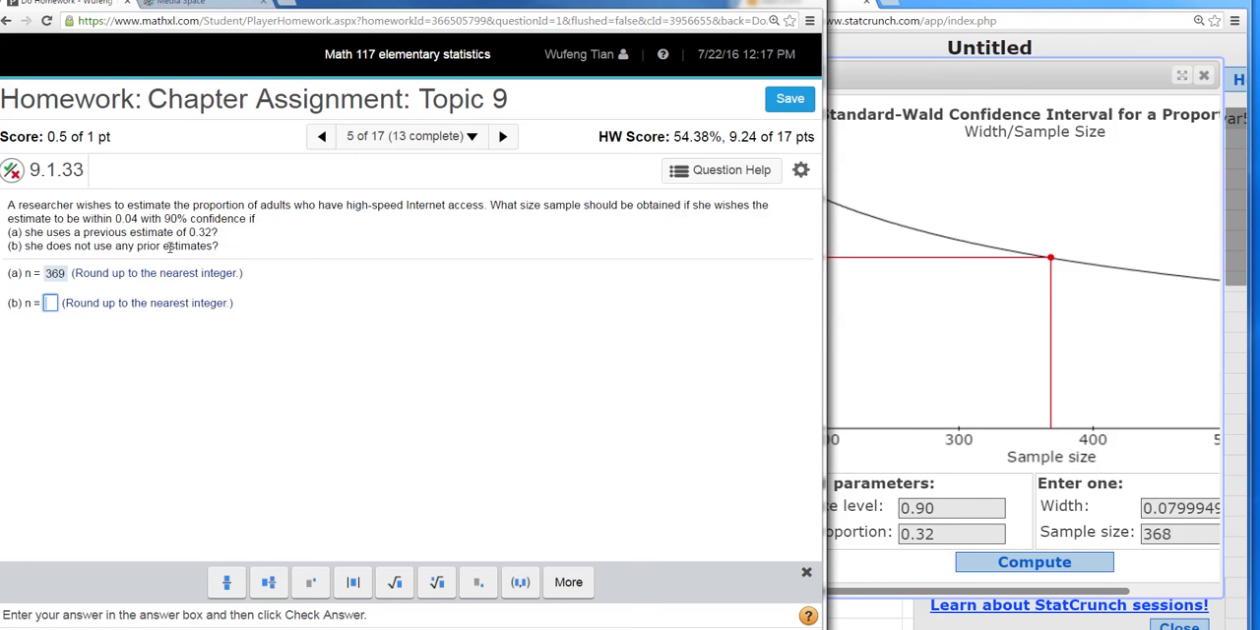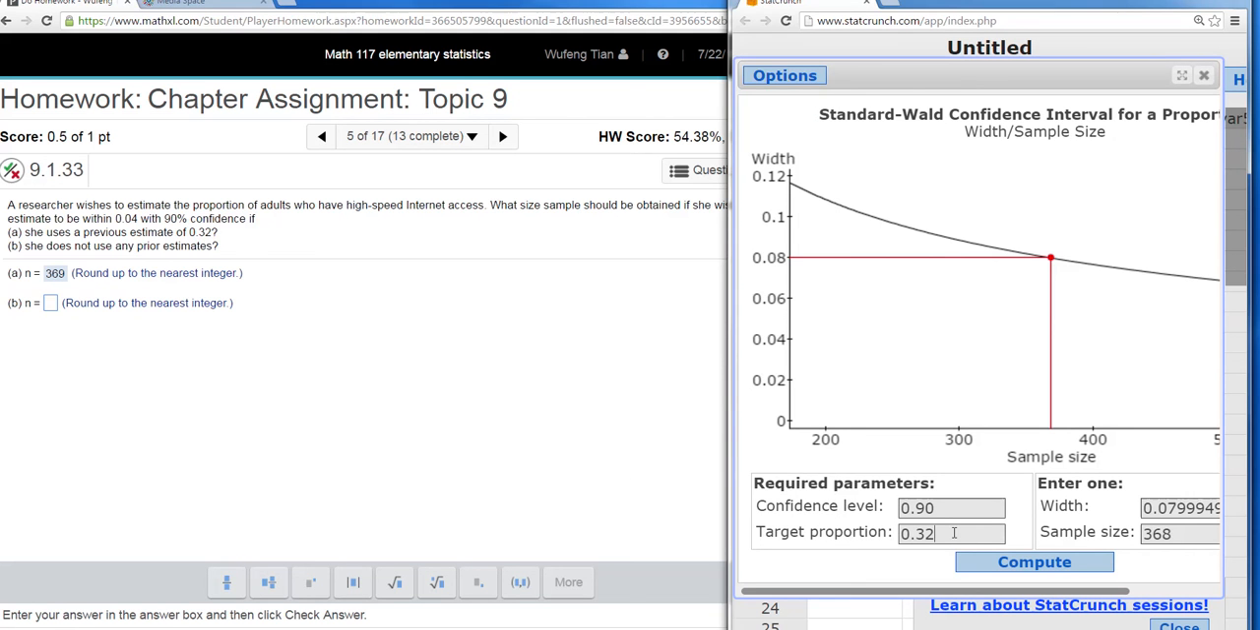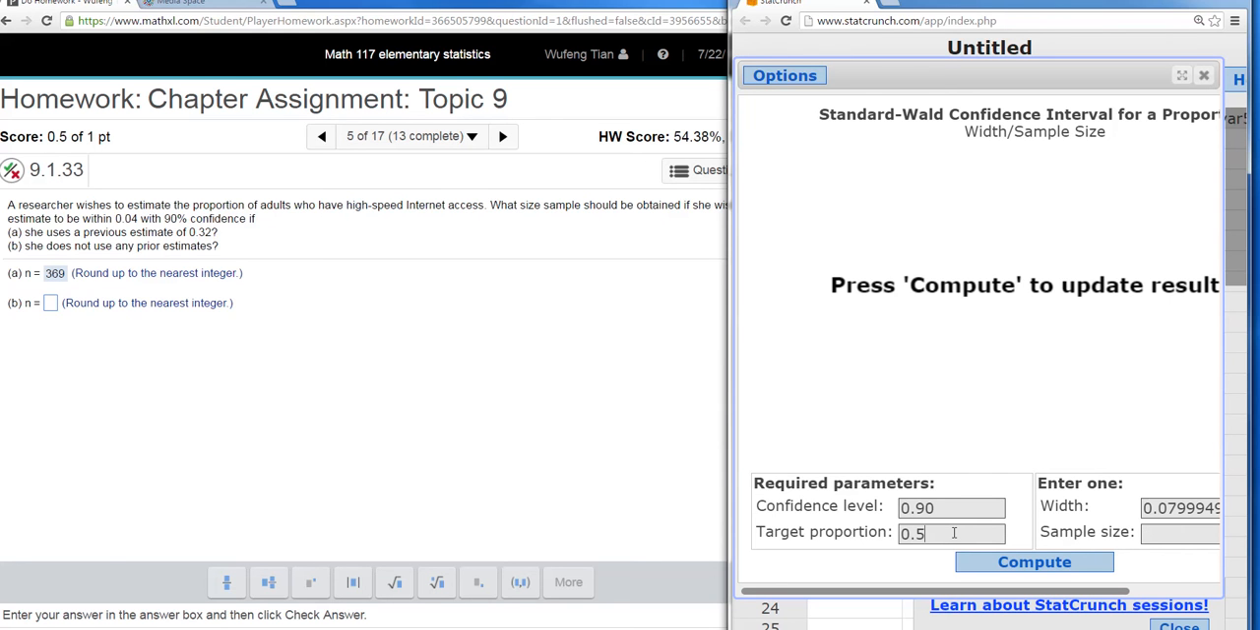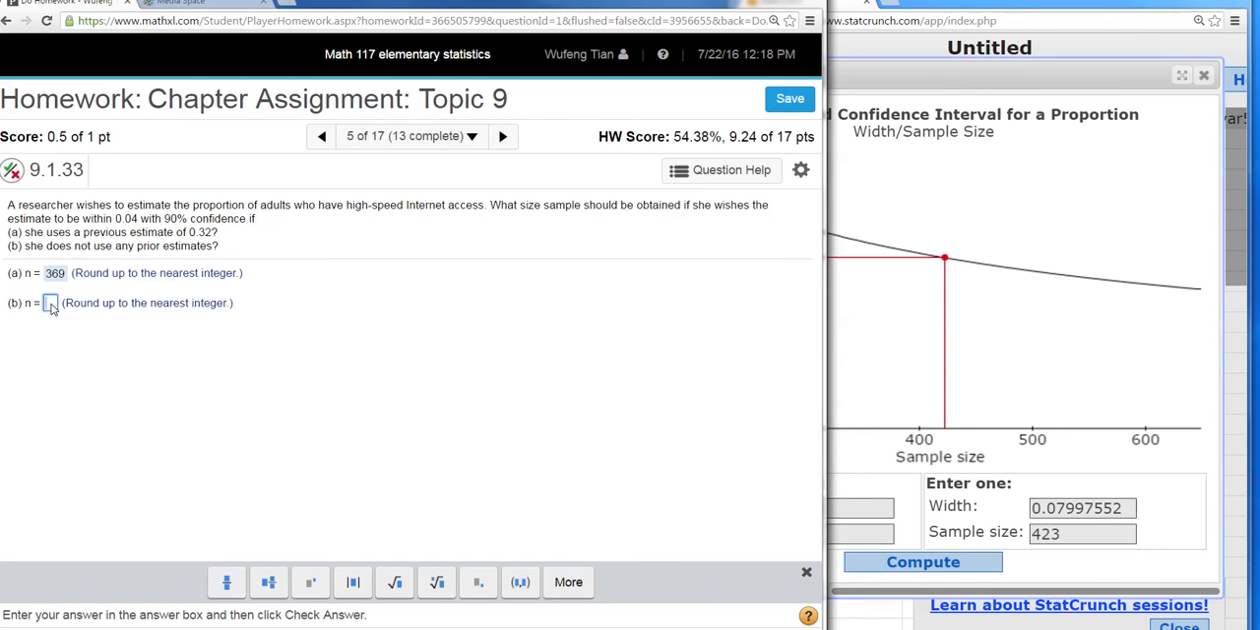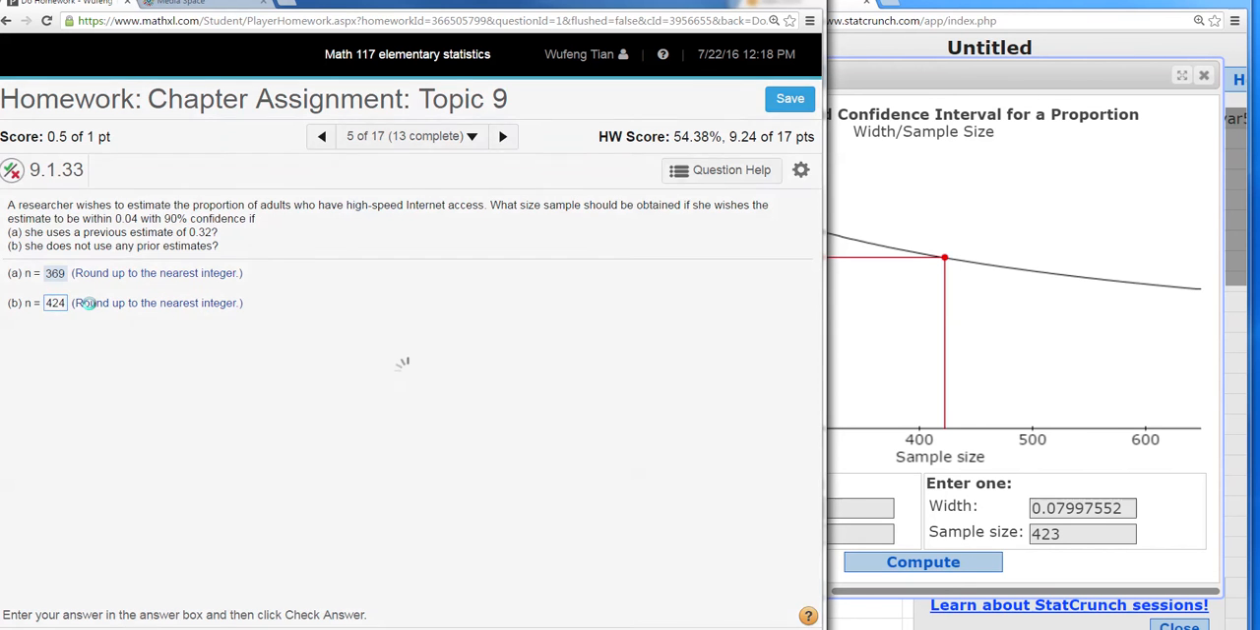And then, if she does not use any prior estimate, it means you don't have the 3.32. So if it doesn't give you one, we'll just assume it equals 0.5, just half and half, half right, half wrong. So that's what we do. Then you compute again, 423. In the previous one I had 423, so I think you can try at least 424 or 423.